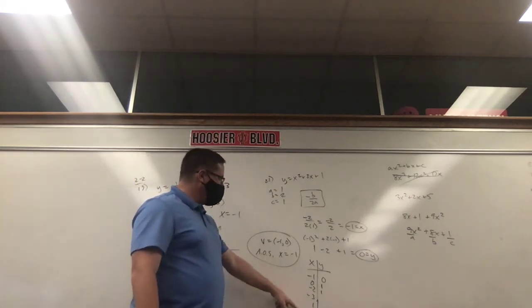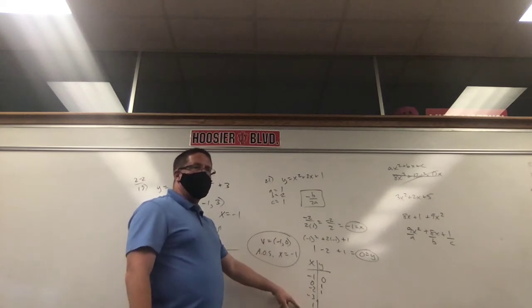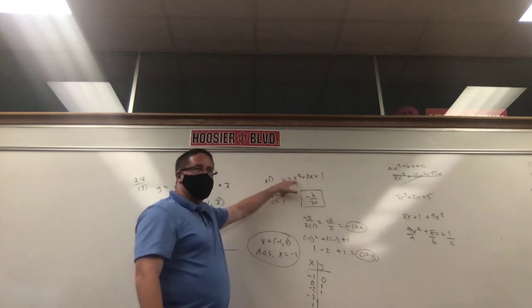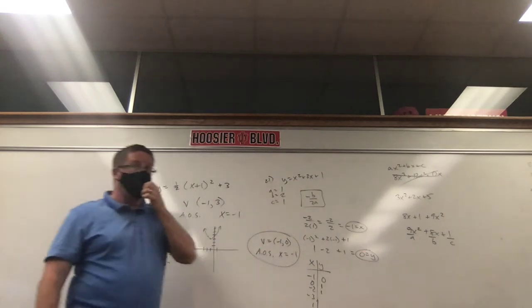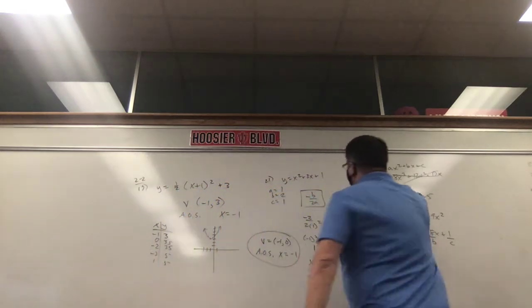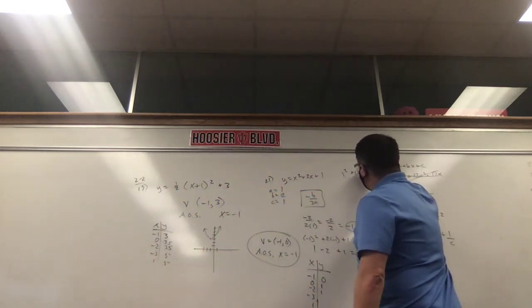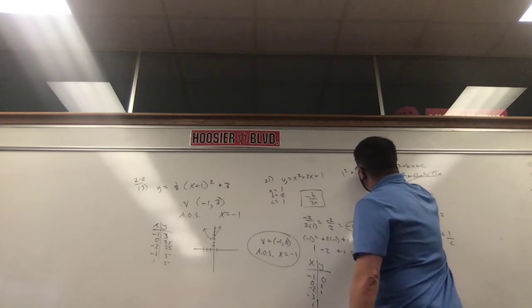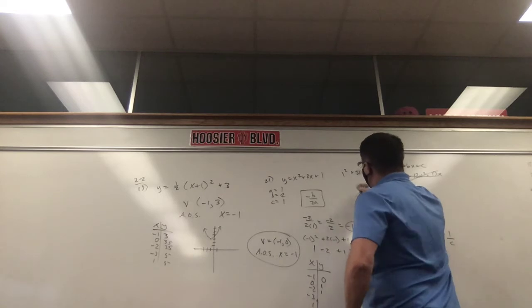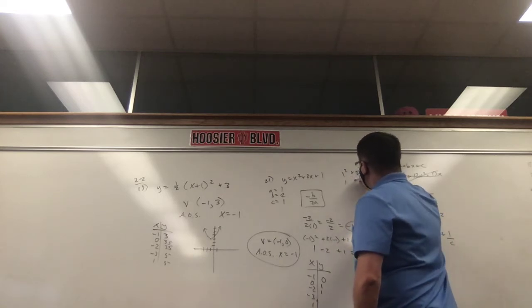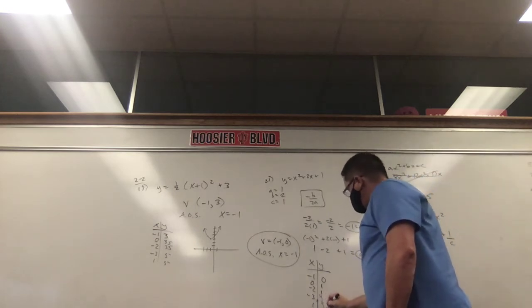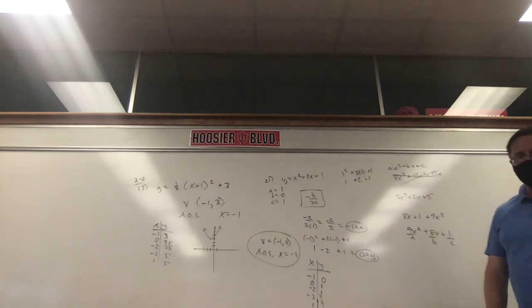I can plug in negative 3 or 1. It doesn't matter. I'm going to plug in 1. Now, just don't plug in 1 for one of the x values and negative 3 for the other x value. No, pick one or the other and stick with it. Let's plug in 1. 1 squared plus 2 times 1 plus 1. 1 squared is 1. 2 times 1 is 2 plus 1. 1 plus 2 plus 1 is 4. So both 1 and negative 3 have y values of 4.